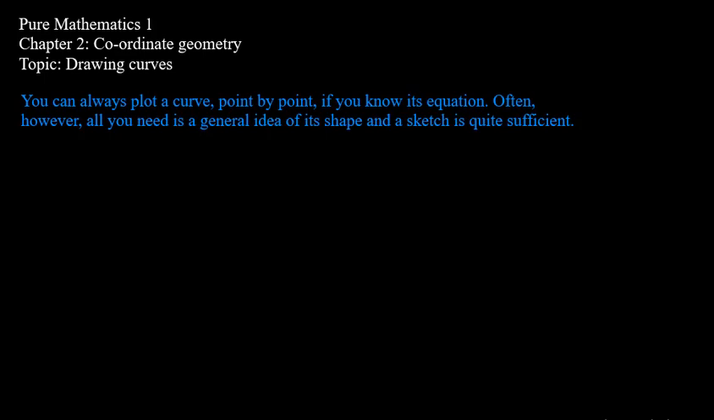Welcome to Pure Mathematics 1, Chapter 2, Coordinate Geometry, topic Drawing Curves. You can always plot a curve point by point if you know the equation. It means that when you have the equation, you take the value of x and substitute it in to find the value of y. You make them into a table with a lot of points, then you plot them and try to connect them as accurately as possible. After that, you'll get the shape of a curve.